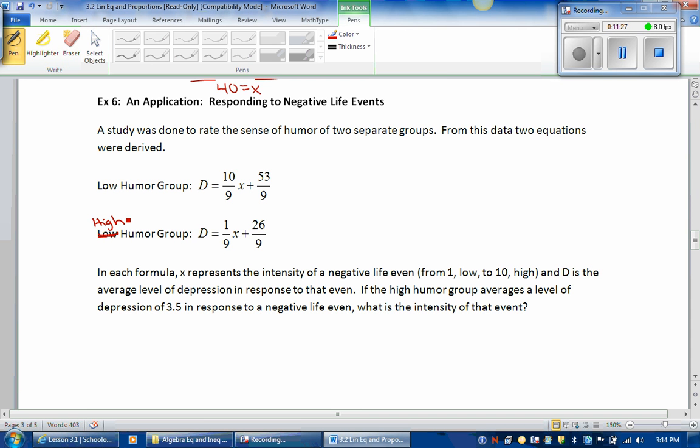In each formula, x represents the intensity of a negative life event, from 1 being low to 10 being high. And D is the average level of depression in response to that event. So if the high humor group averages a level of depression of 3.5 in response to a negative life event, what is the intensity of that event? So high humor group has a depression of 3.5. We want to know what the intensity is. The intensity is x. Okay, so we're using this equation to determine that.